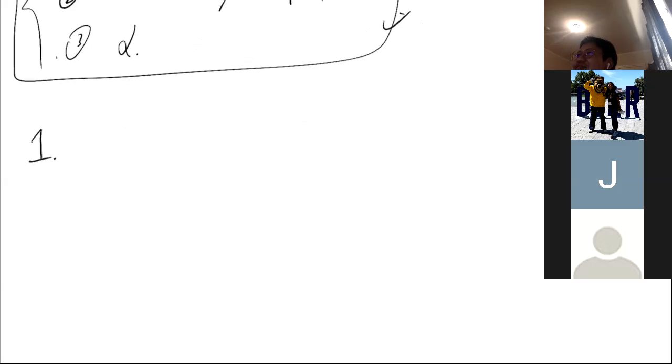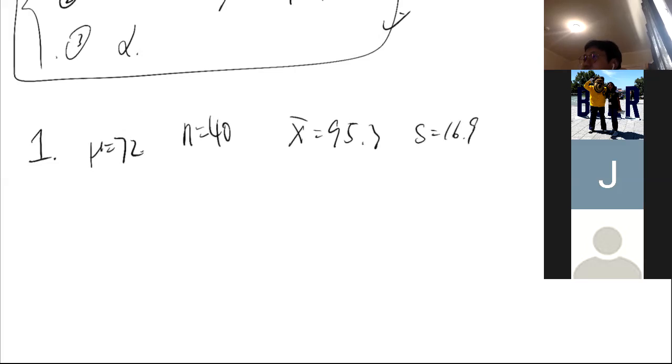So for problem 1, in a general population, the heart rate is normally distributed with a mean of 72 beats per minute, and the heart rate of 40 patients. So n equals 40. That's our sample size. And our X bar is 95.3 beats per minute. So that's for all the patients in ICU. And we're given the standard deviation is 16.9.